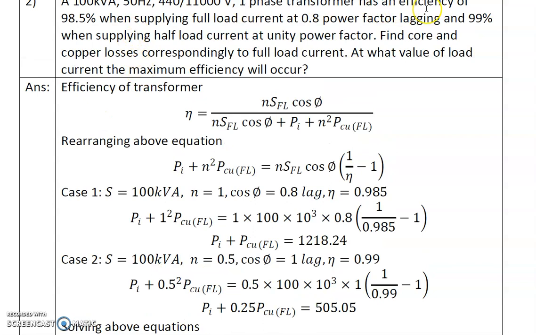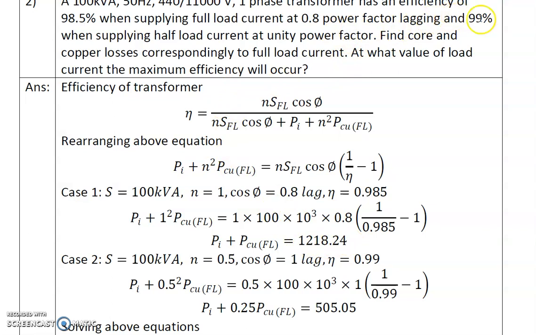So in case 1, what is the efficiency given? 98.5%. At full load current, S is equal to 100 kVA, the loading condition is full load so n is equal to 1, and cos phi is equal to 0.8 power factor lagging. At that time efficiency is 98.5%, that is 0.985. Substituting these values in this equation, n is equal to 1, cos phi is equal to 0.8, and S is equal to 100 into 10 raised to 3, I will get P_i plus P_cu full load is equal to 1218.24.